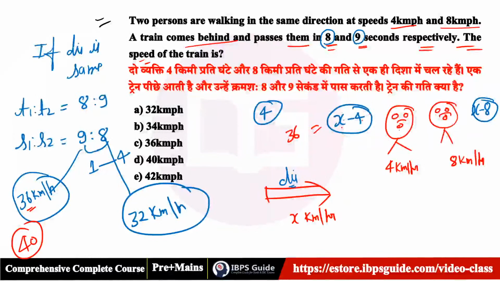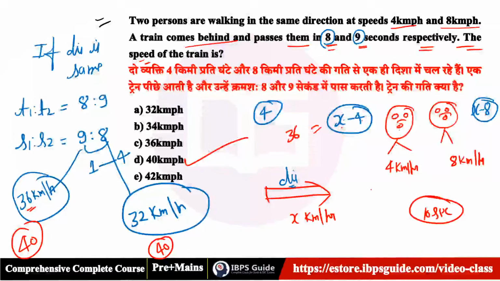Or you can take it like this. This value is 32, x will be 40. You got that, guys? Are you done here? Did you get the concept? Come on, tell me. The answer will be 40 km per hour. It's a one-liner question, a 10-second question only.